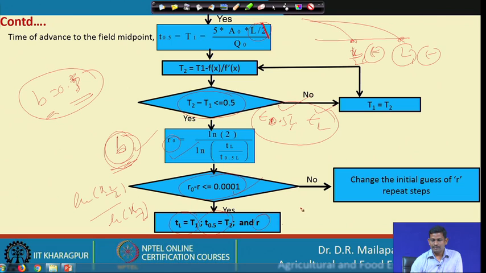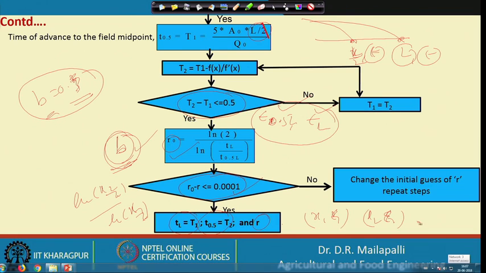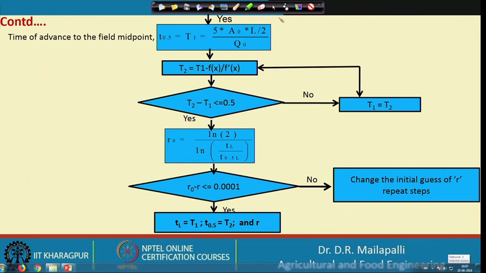R is the coefficient. Okay. So, you get x 1 T 1, x 2 T 2, and also you get the power advance coefficient. Okay. So, this is the whole procedure for finding out the advance points.